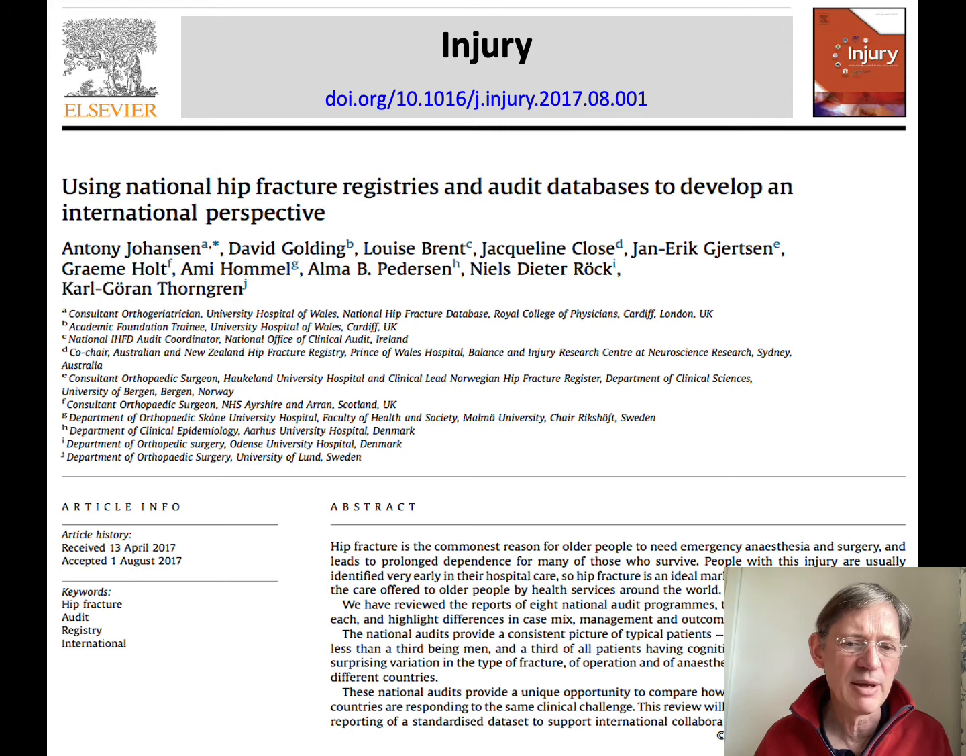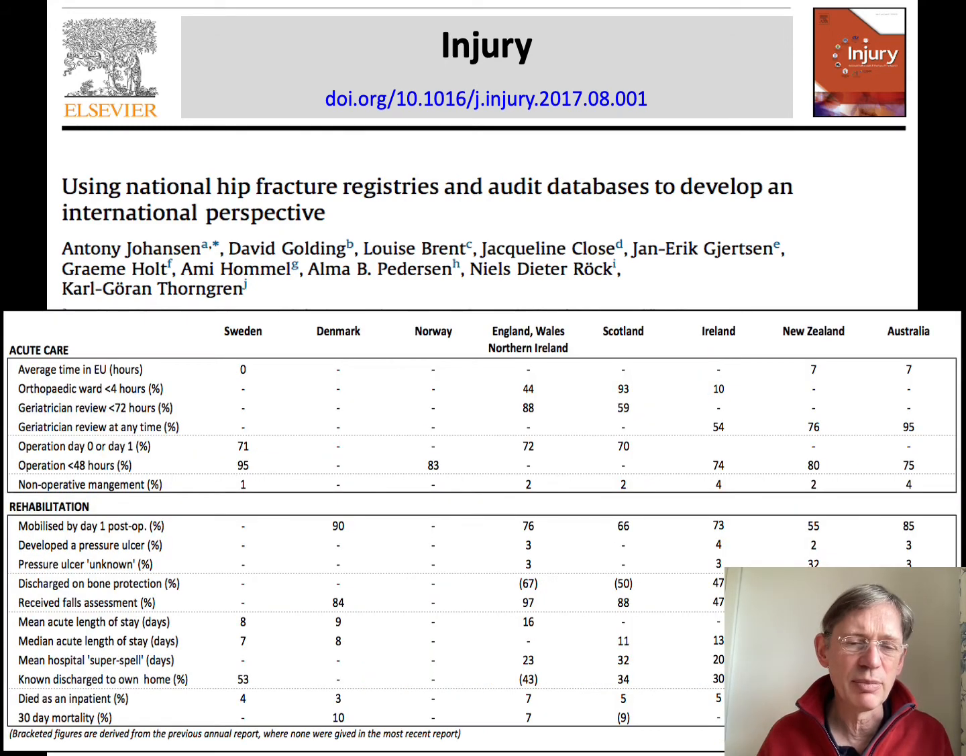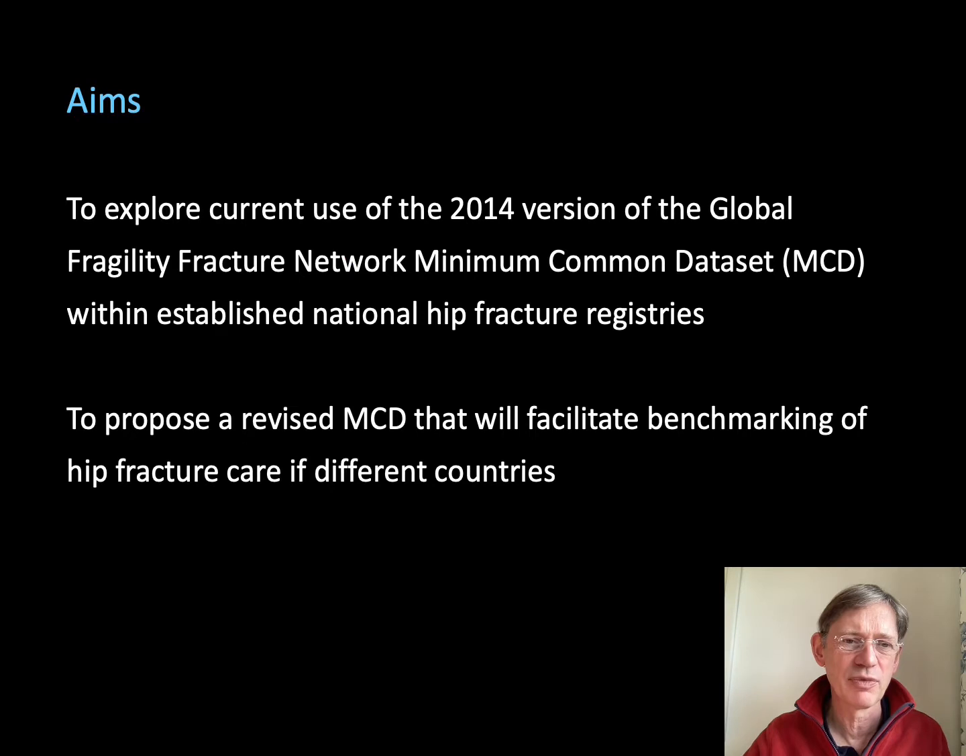We managed to write a paper back in 2017 which did that for the 8 audits that I've shown you. But the comparative data from those was largely made up of, well, we haven't got that from this country, these gaps in the data, which makes it very difficult to draw any really cohesive picture of how hip fracture care is organised in any one of those countries and benchmark it against what's going on elsewhere.